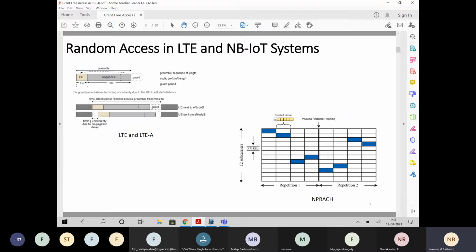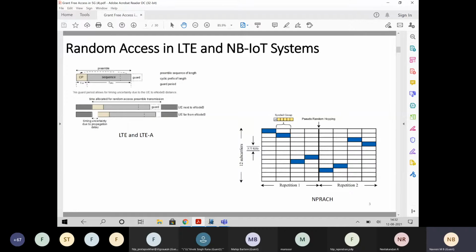Now you might ask, what if two users pick the same sequence? Only 64 such sequences are available. So if many users are coming, there is always a finite probability that two users will pick the same sequence. Then of course there will be a collision. The base station cannot detect one of them, or even both of them, depending on the channel conditions. In that case, they won't get the random access response. So they know that their signal has not been detected and try after some time. There is a back-off time: randomly, both of them back off for some duration and try again. That's how collision is resolved in LTE using random back-off.